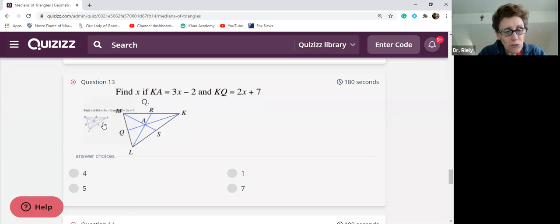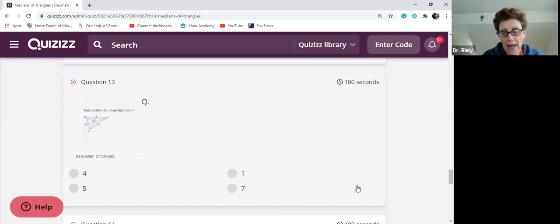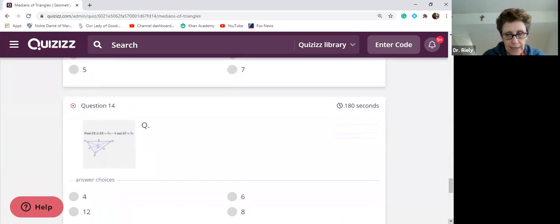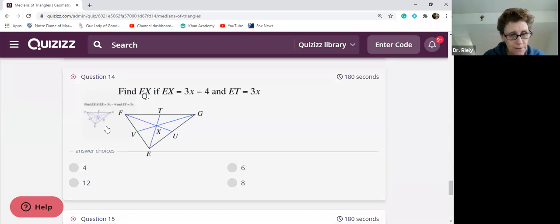So lots of algebra steps, but these are the things that you could do. So the answer was 4. You may want to go back and listen to that one more time. Okay, here comes the second to last question.